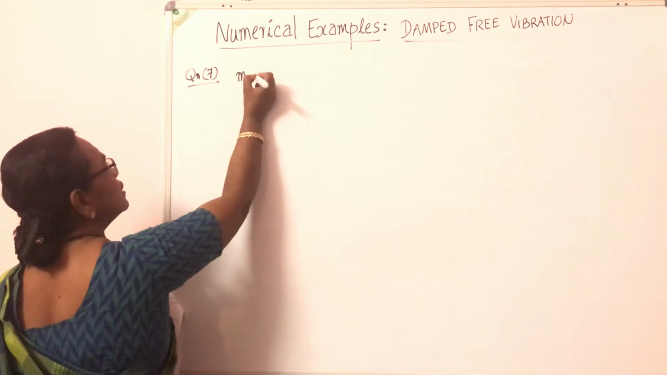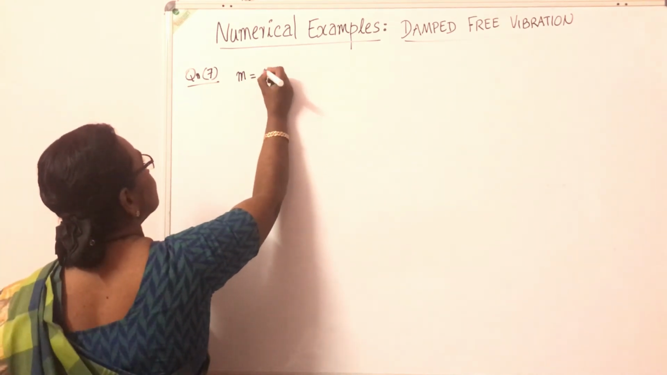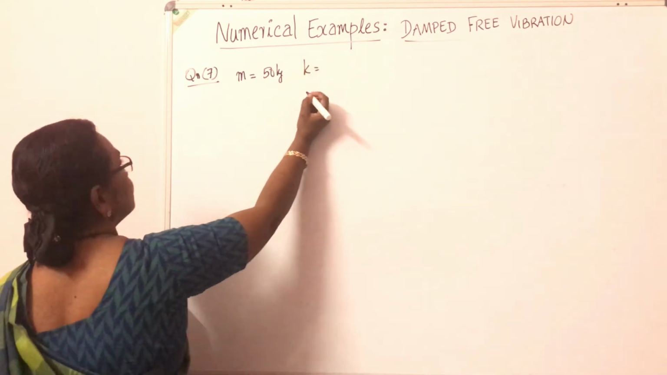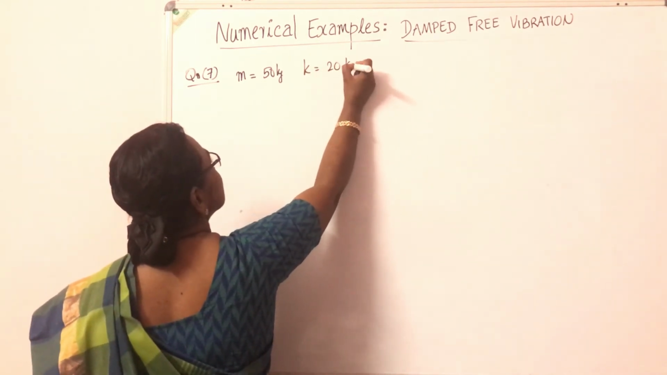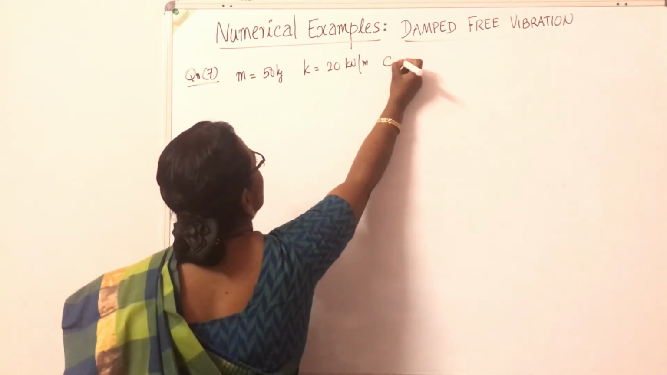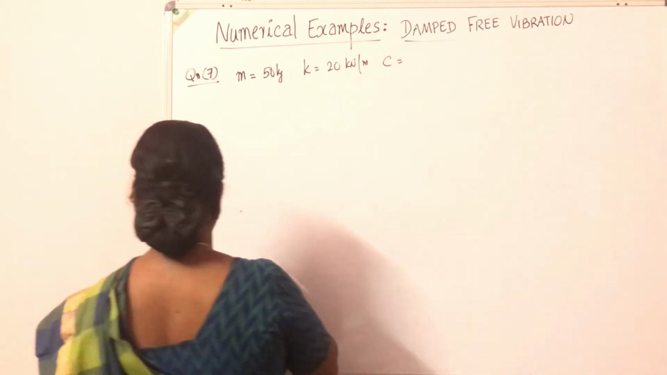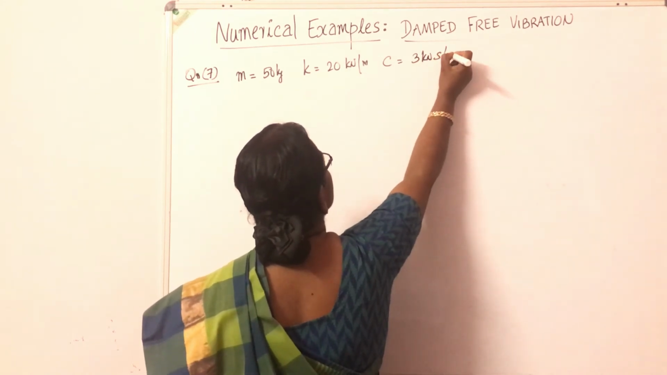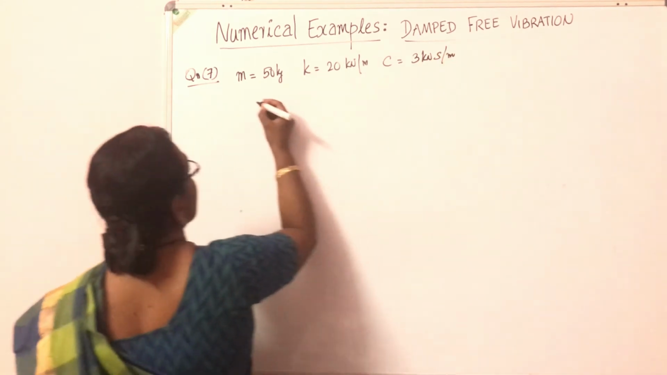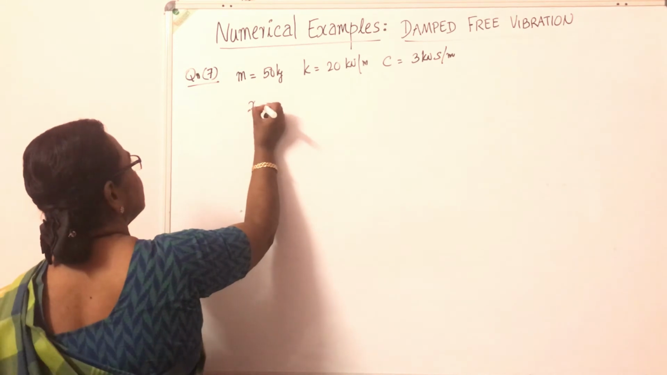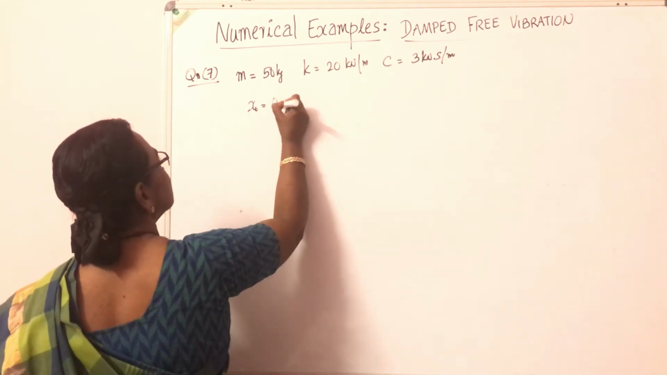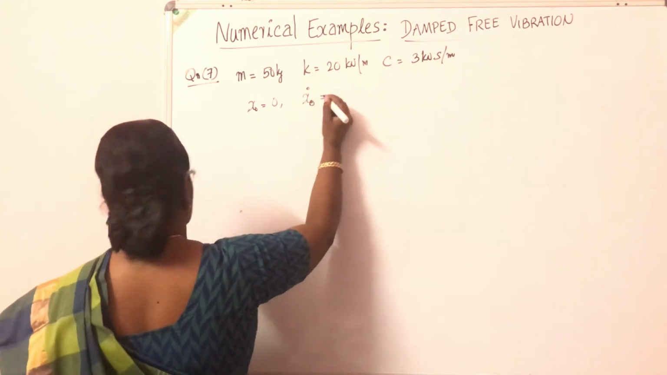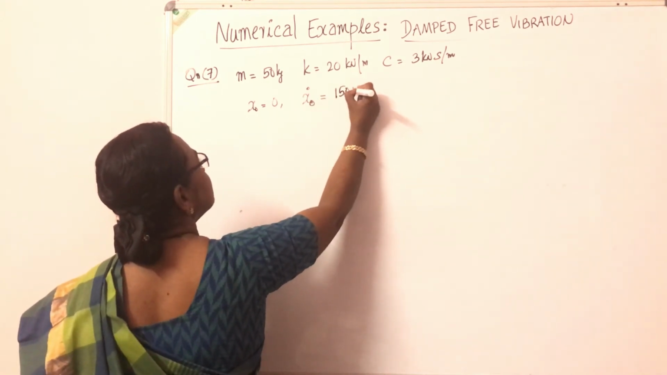So let us see what are the given data. Mass 50 kilogram, stiffness 20 kilonewton per meter, coefficient of damping C 3 kilonewton second per meter, x0 the initial displacement 0 and the initial velocity x0 dash 150 millimeter per second.